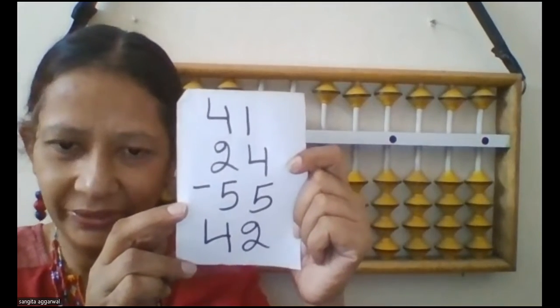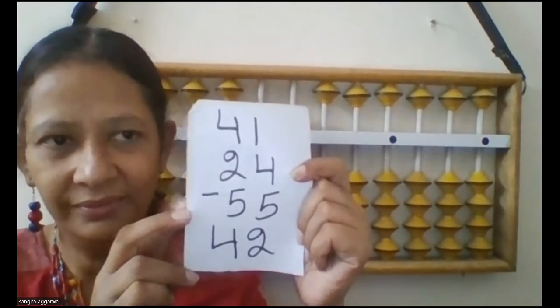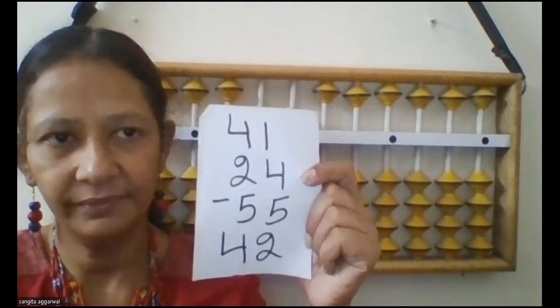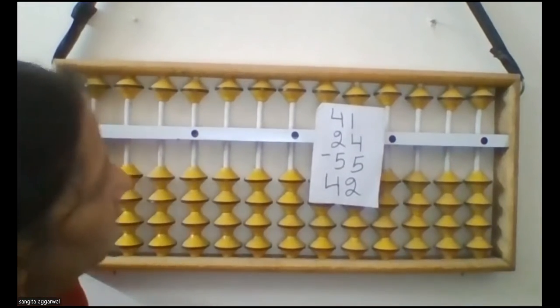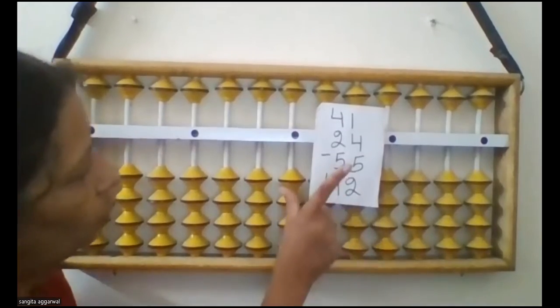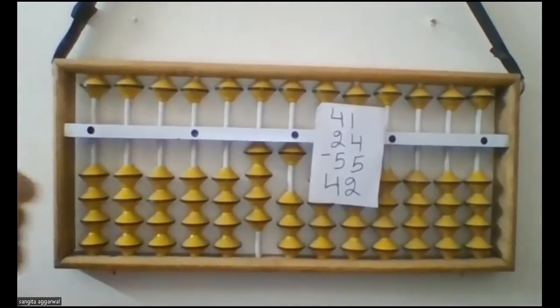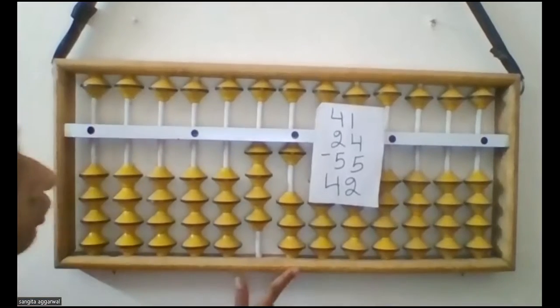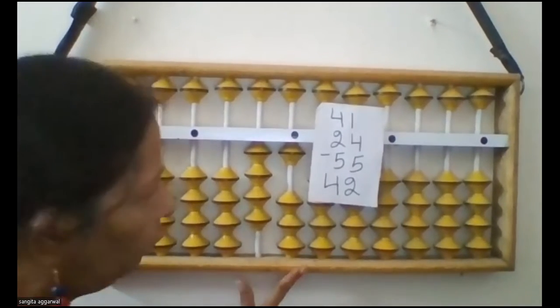Now you look at this question. So I'm going to solve this question for you. Now in the question you can see 41. So 1 and this is 40. So you can see this is 41. Now you have to do here add 24.